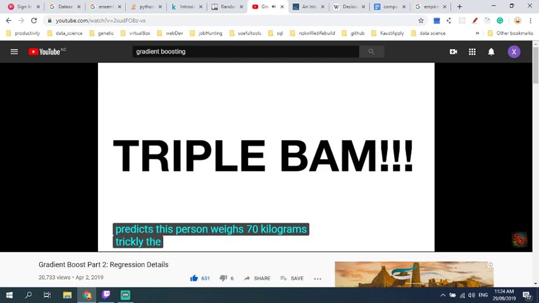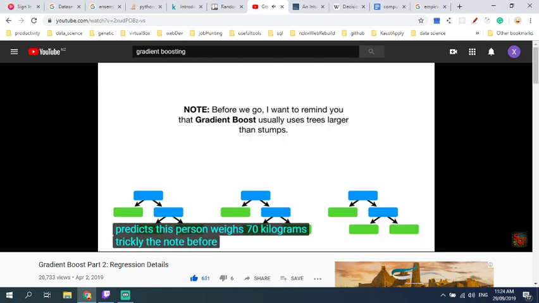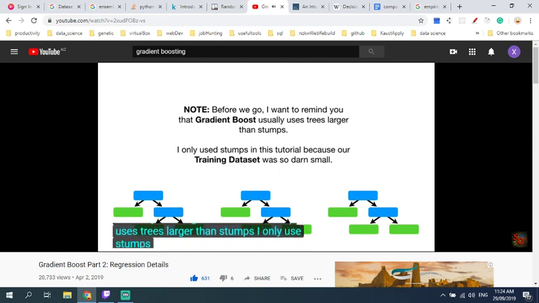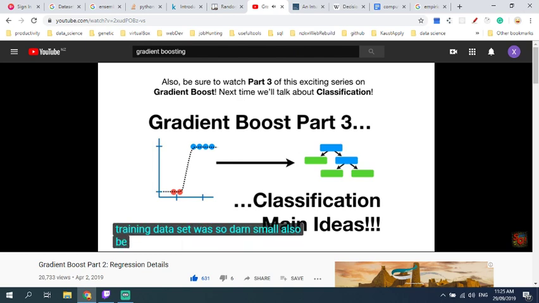Triple bam! Note, before we go, I want to remind you that Gradient Boost usually uses trees larger than stumps. I only use stumps in this tutorial because our training dataset was so darn small. Also, be sure to watch part 3 of this exciting series on Gradient Boost. Next time we'll talk about classification.